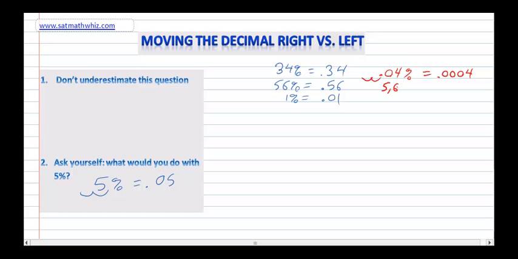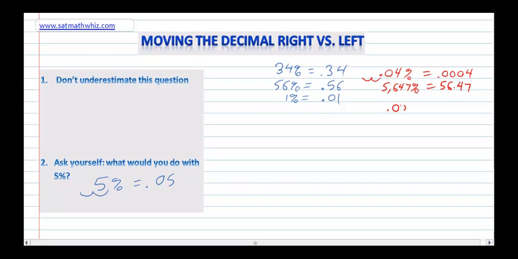If I had 5,647%, once again, when we went from 5% to 0.05, we moved the decimal 2 spaces to the left. So we'll move it 2 spaces to the left here, and it becomes 56.47 in decimal form.